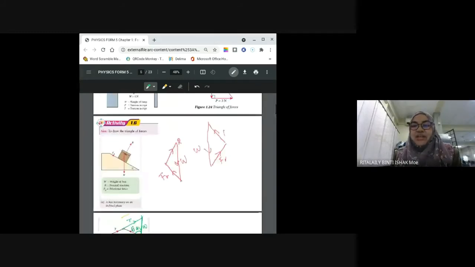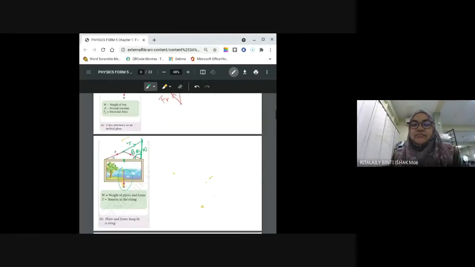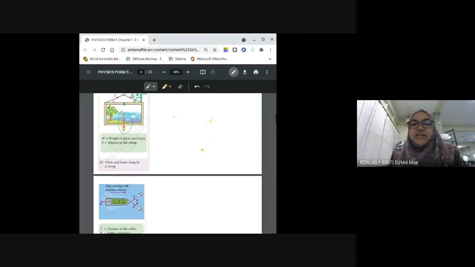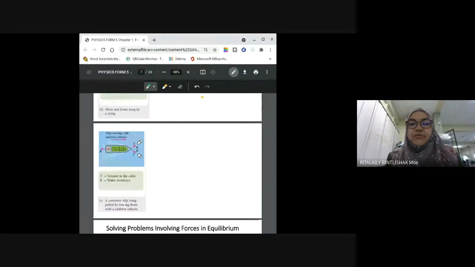Okay. So, any more questions on this? So let's look at number 3, the third one from Activity 1.6. We have a ship moving with uniform velocity. So uniform velocity is another clue saying that the system is in force equilibrium. So we are to draw the triangle of force.